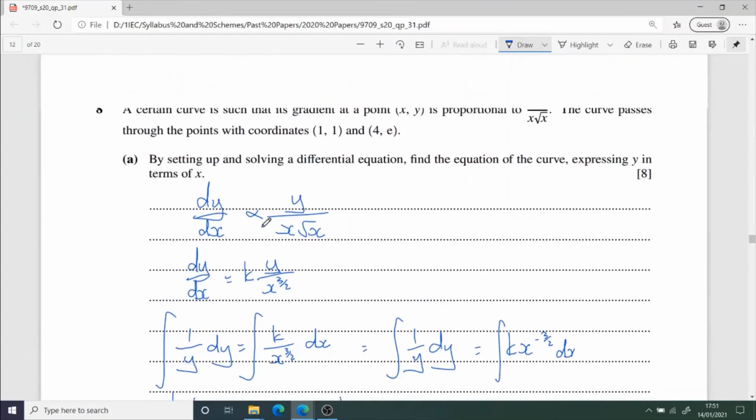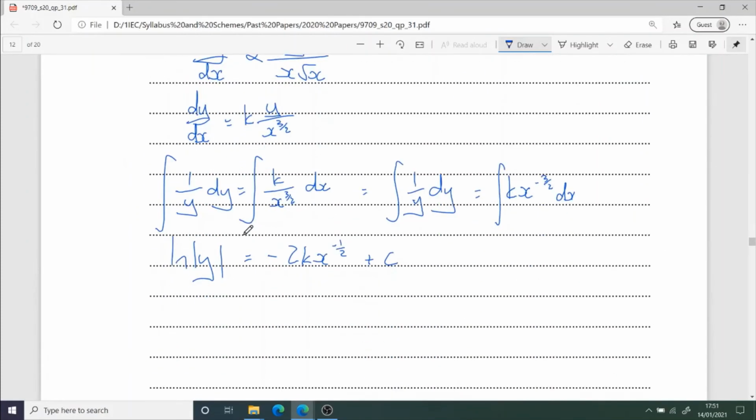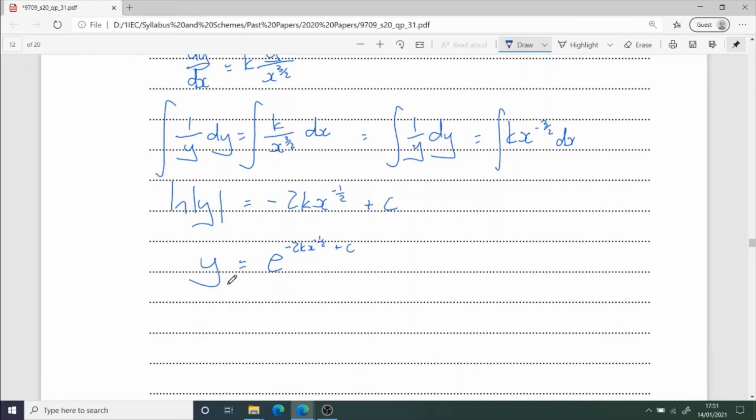Okay, it wants us to express y in terms of x, so we'll take exponentials of both sides. So y equals e to the minus 2kx to the minus a half plus c. Just for clarity, I'm going to write this as e to the minus 2k over the square root of x plus c.